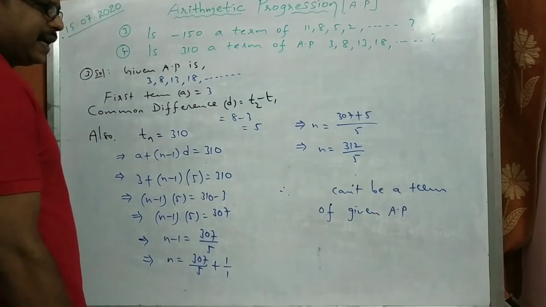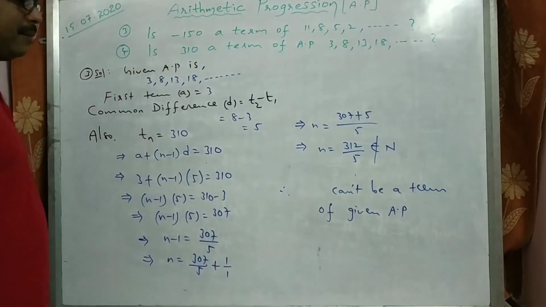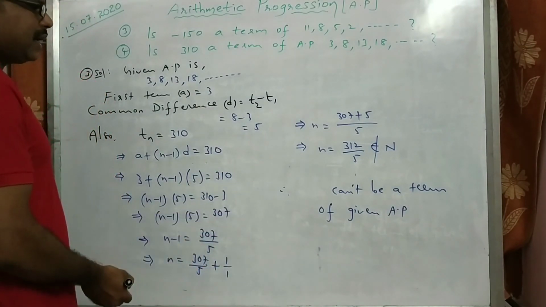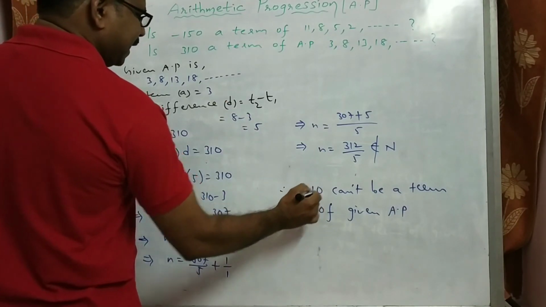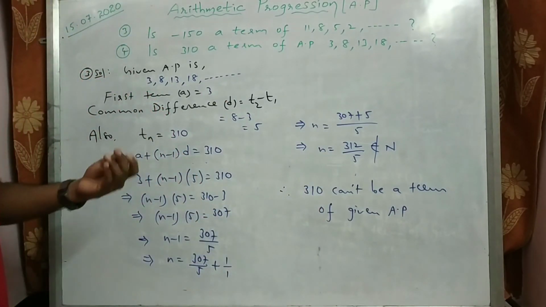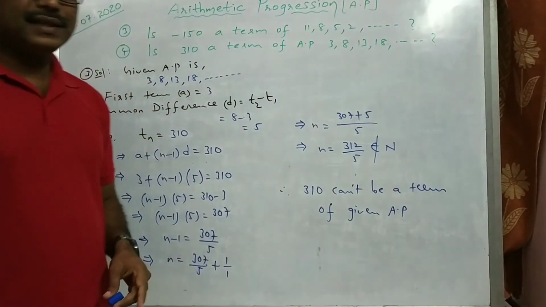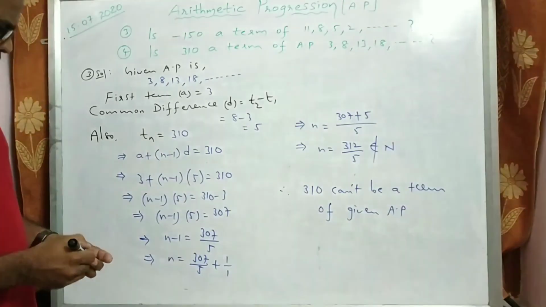So it is not cancelled again. It doesn't belong to the natural numbers. It is not a natural number. Since it is not a positive integer, we will never get 310 as a term of the given AP. Anywhere we will never get this 310. Okay? That is the end of the solution.